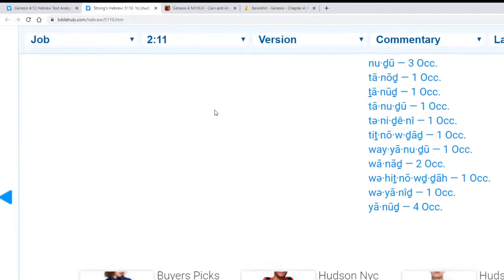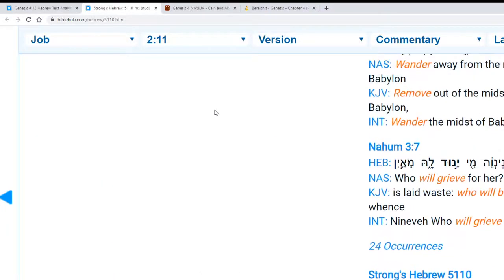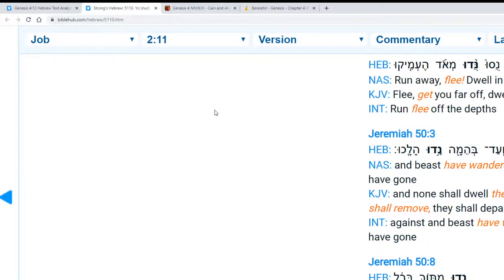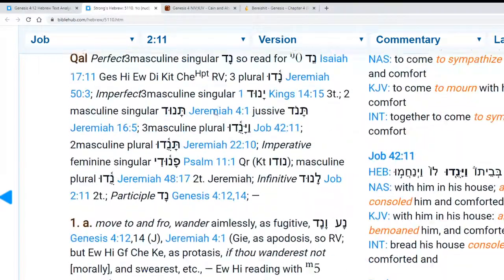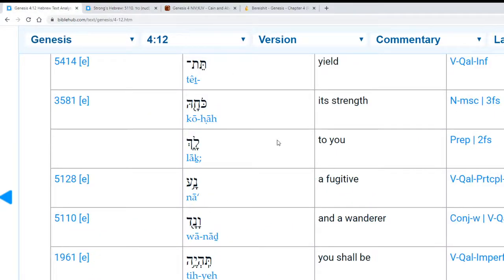Yeah, that second word I'm not as familiar with, but they're saying it's 24 times. Na vaned. So a fugitive and a wanderer, they're saying. But I think this is more like telling you go back and forth, right? Na vanad tihye, right? You shall be.